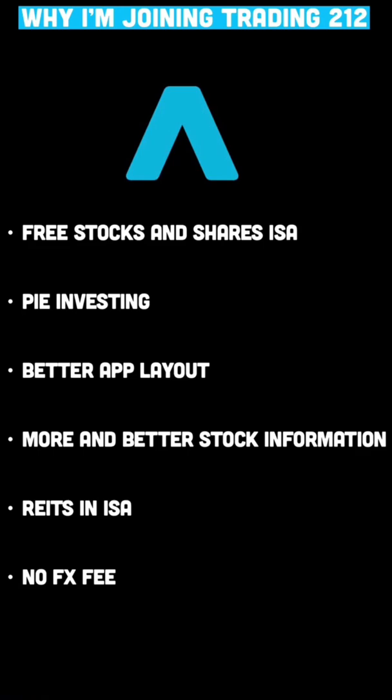Next, we have REITs in the ISA. As a dividend investor, I can't get REITs in the Freetrade portfolio at the moment. They're non-ISA only, or Freetrade Plus only, I think. In Trading 212, obviously, they have full REITs accessible within the ISA. REITs have to pay out, I think it's 90% of their income, to shareholders, so they're usually monthly dividend payers, so that is good.